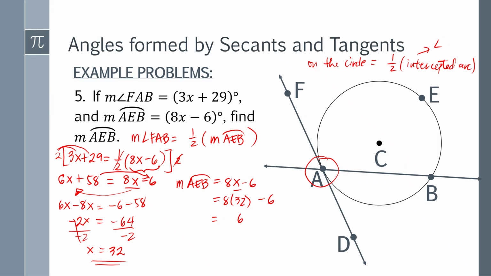We have here 8 times 32 is 256, minus 6. So therefore, the measure of major arc AEB is equal to 250 degrees. The process of this one is the same as in the other theorem. Okay? So I hope that you understand theorem number 18, the tangent secant theorem. Let's have the next theorem.